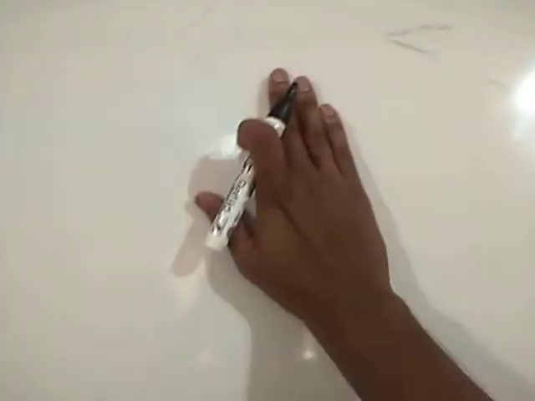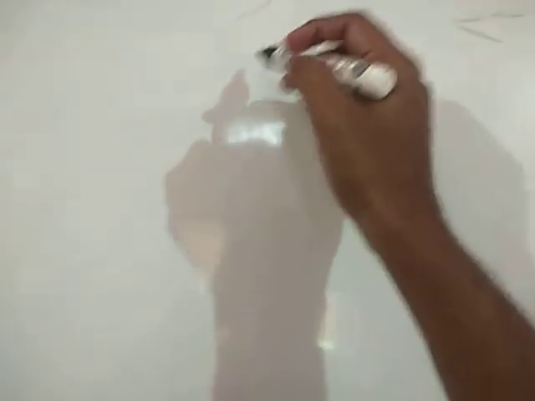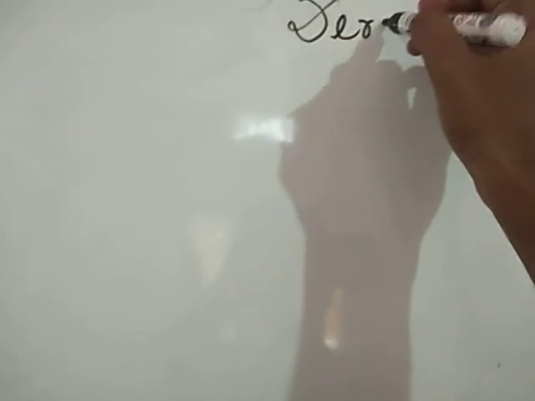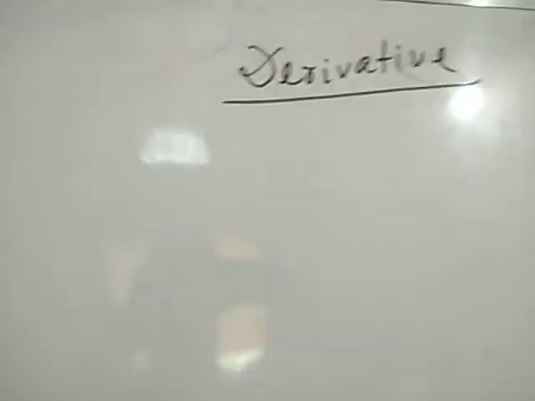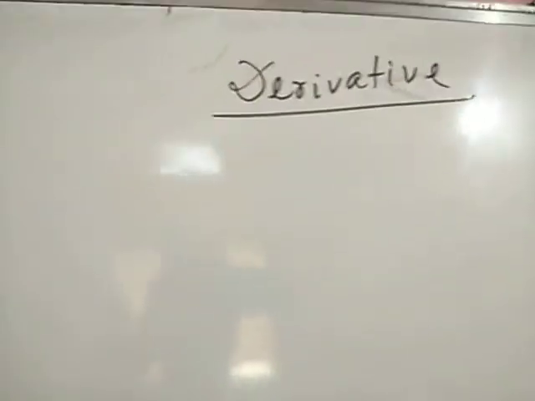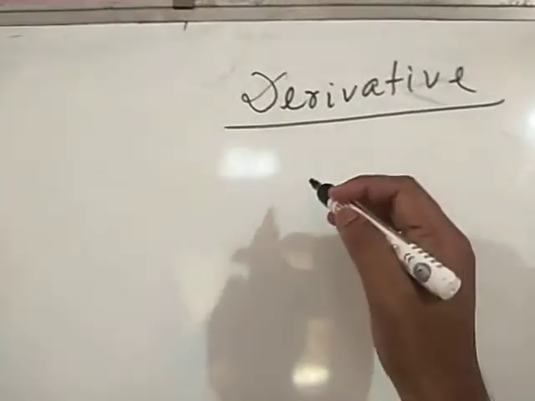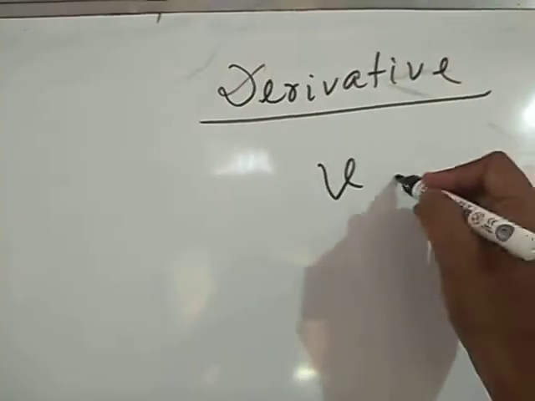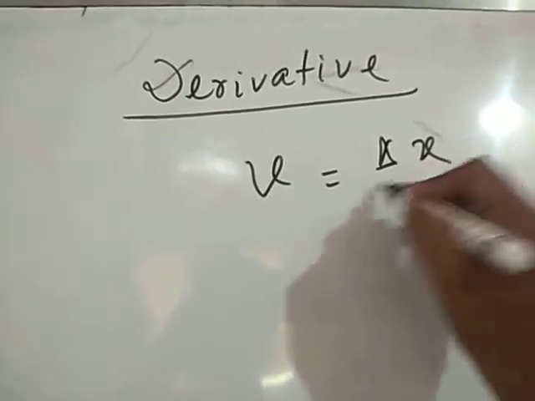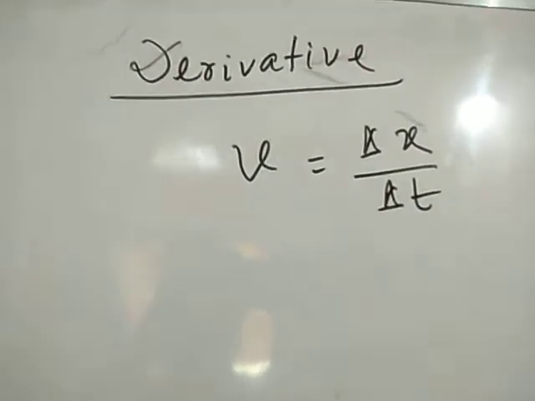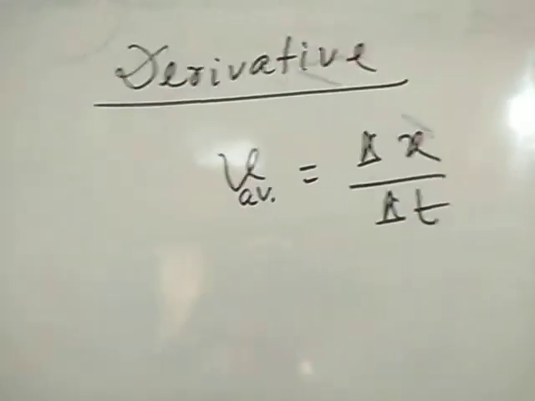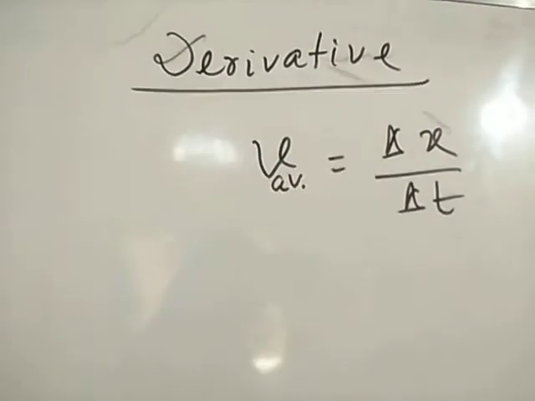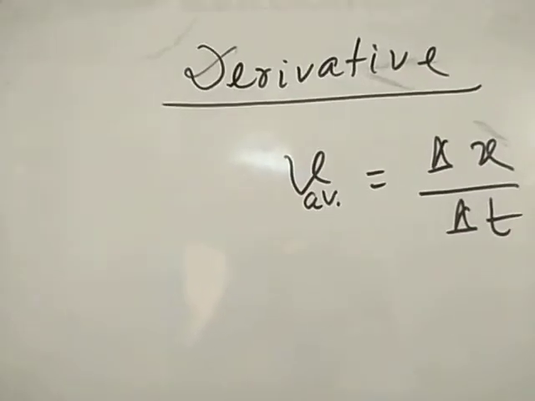So we'll discuss the derivative part that relates the instantaneous speed and instantaneous velocity. We know v average equals average speed, which equals delta x by delta t, meaning the distance traveled in a short time interval.